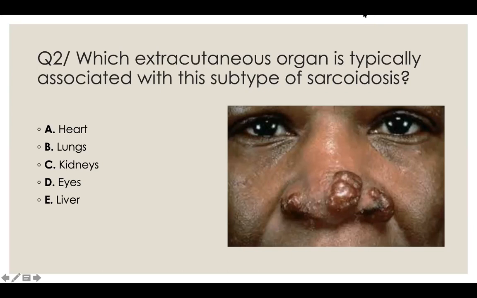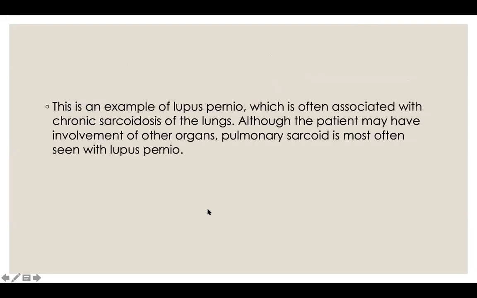Okay, yes, we get two answers of the lung. Do you know which type of sarcoidosis it is called, the one that usually involves the nose? What is the answer? Which type of sarcoidosis? Yes, Dr. Jawahar and Dr. Mishal, well done. Lupus pernio, which is often associated with a chronic sarcoidosis of the lung, and usually it does involve many organs, but mainly it's the pulmonary sarcoidosis.